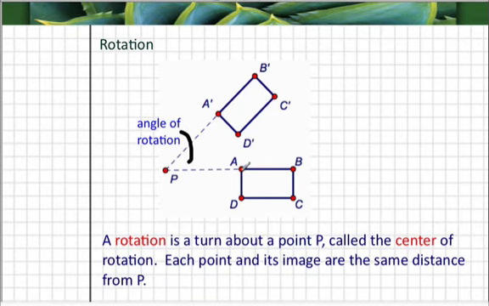So for example, here we have point A and A prime, and A is the same distance from P as A prime is. And if I were to connect these three things, you can see I've created an angle, and that's called the angle of rotation. If I were to connect D to P and D prime, I would get that very same angle, and of course D and D prime would be the same distance away from P as each other. So this segment here would be congruent to that segment there. And the angle would be the same that I formed with A, P, and A prime.